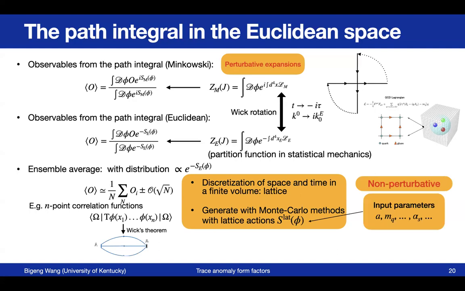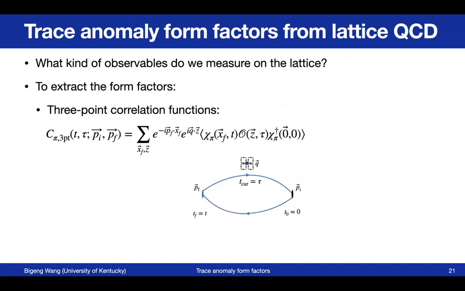Once we get these ensembles, we can calculate n-point correlation functions, and based on Wick's theorem, all these correlation functions can be evaluated by the contraction of propagators that we obtain on the lattice, from which we can extract the hadron spectrum and matrix elements. So specific to our calculation, what kind of observables do we measure on the lattice? Here we are looking at the trace anomaly form factor.